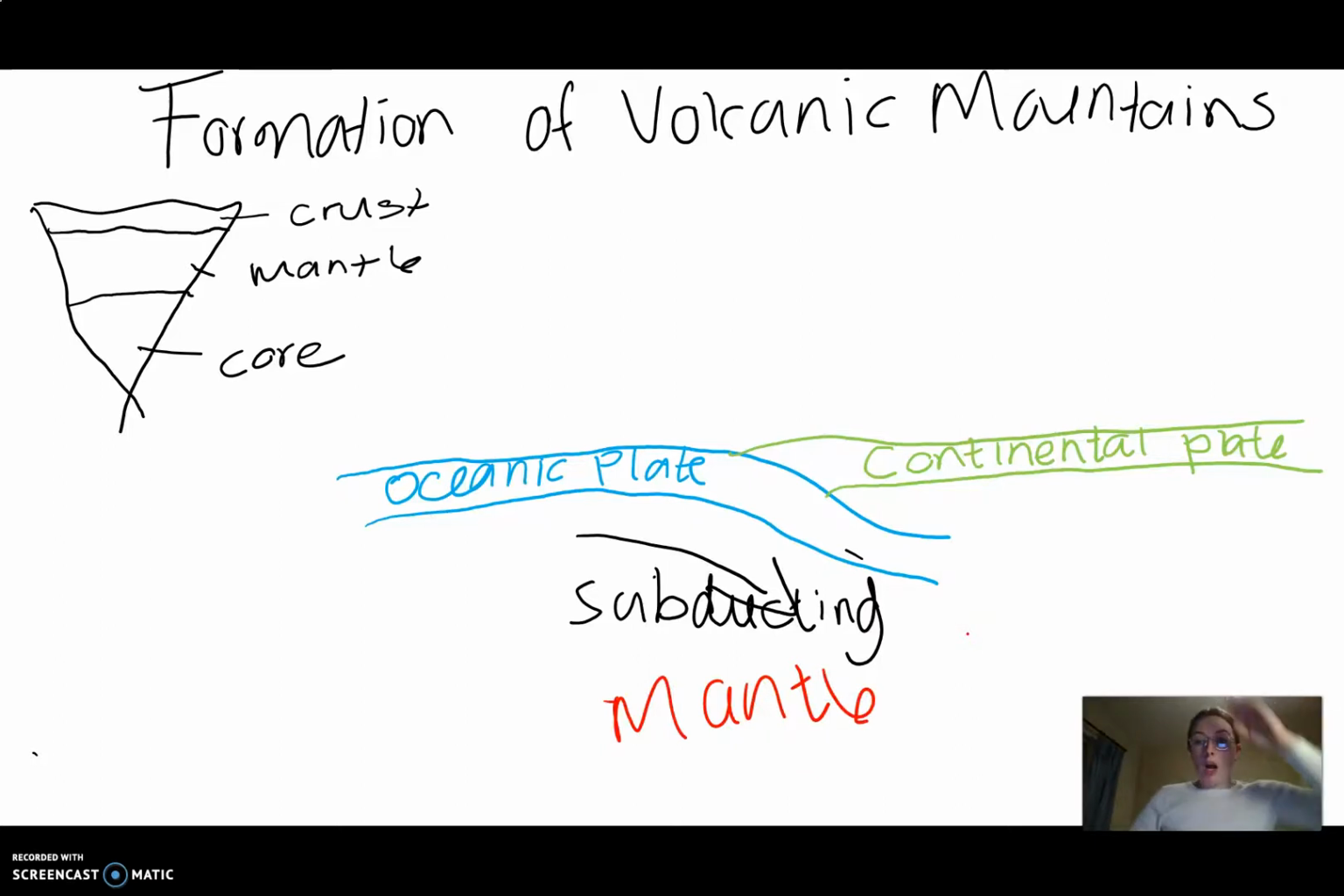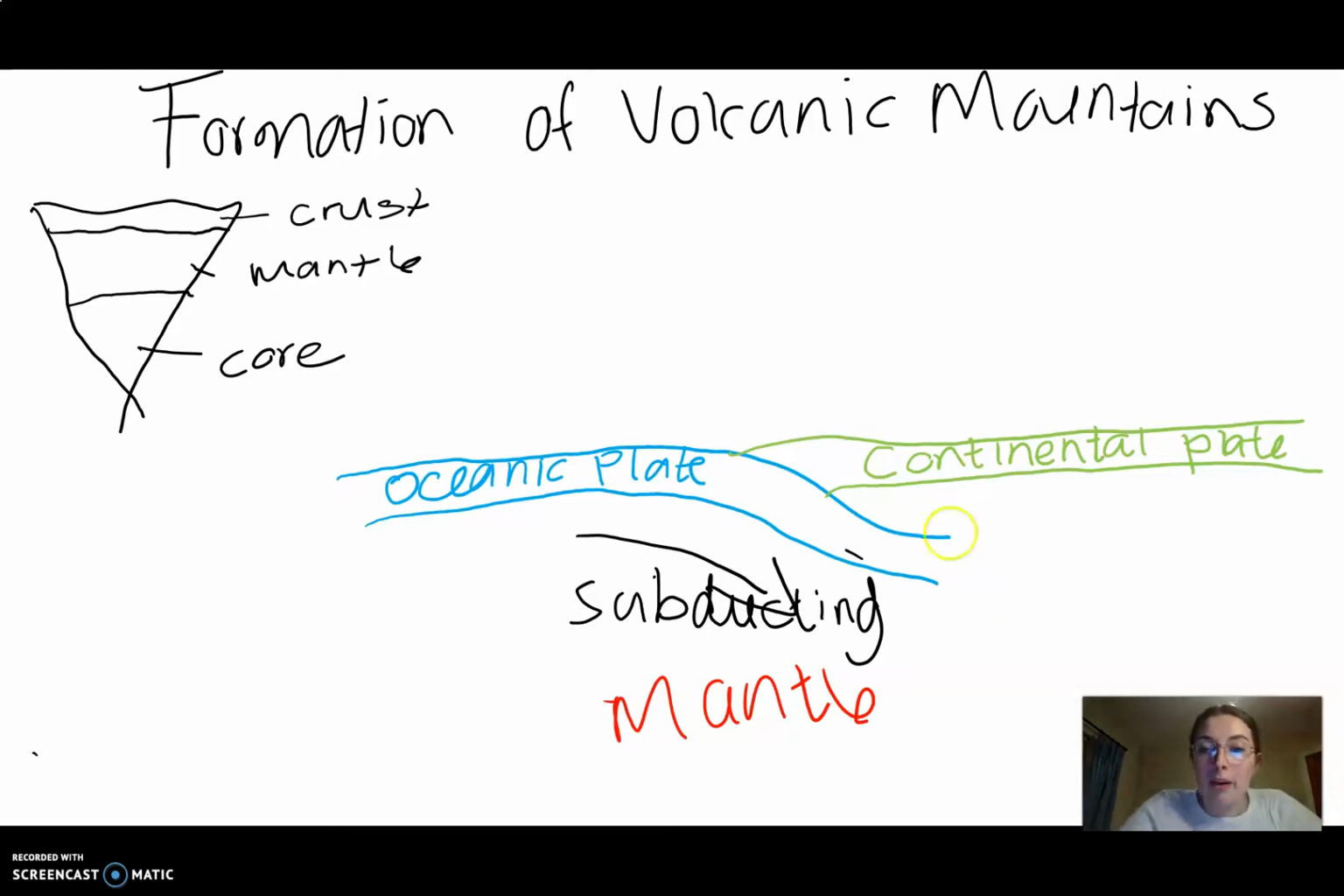This hand's my oceanic plate, this hand's my continental plate. When the two of them collide, my oceanic plate is much heavier than my continental plate. So it sinks down into the mantle of the earth. As it sinks down into the mantle, we know that the mantle is very hot, so that crust, that hard solid rock, begins to melt and it forms new magma.